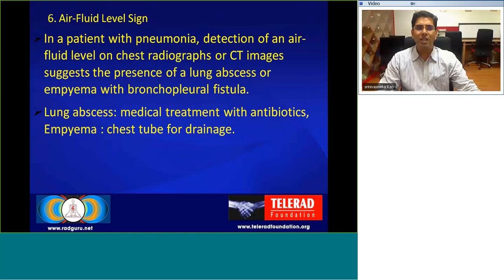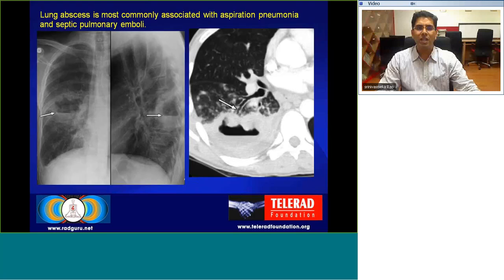So the next is the air fluid level sign. In a patient with pneumonia, if you ever see an air fluid level on chest radiograph or CT images, this suggests a lung abscess, or an empyema with a bronchopleural fistula.